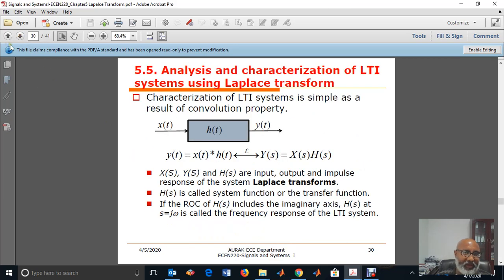Now the next topic: analysis and characterization of LTI systems using the Laplace transform, and analysis of systems described by linear constant coefficient differential equations using the Laplace transform. We'll study it in the next lecture.